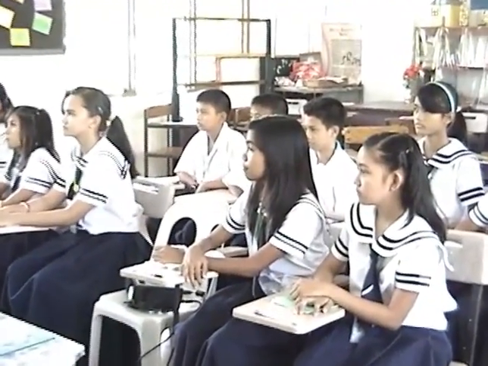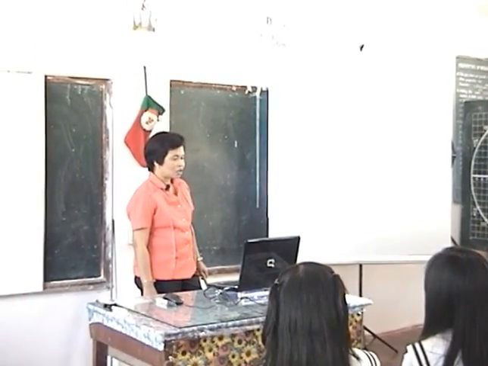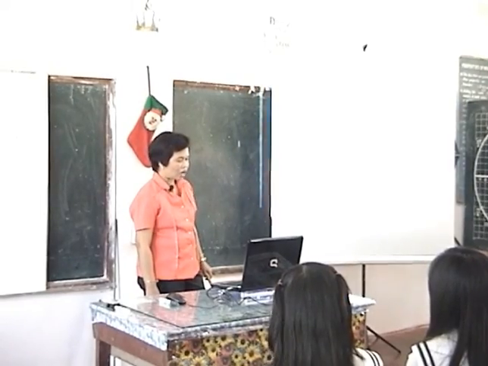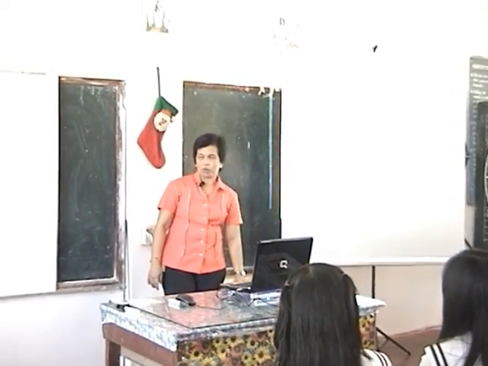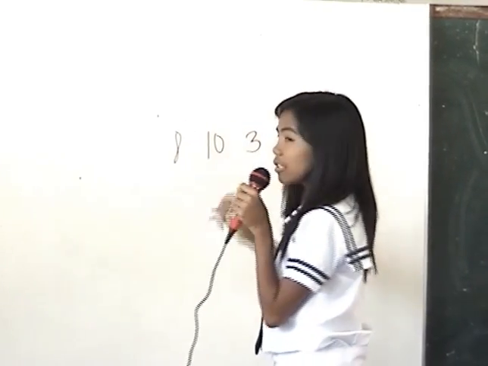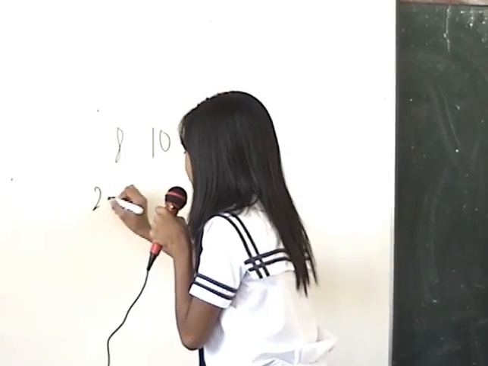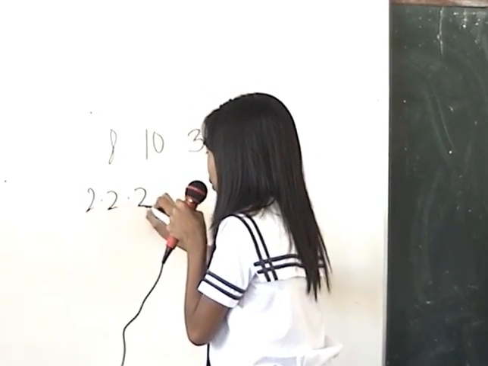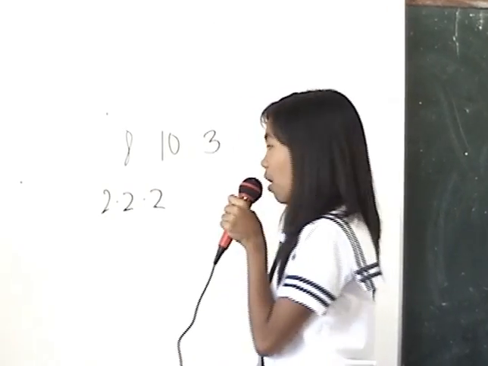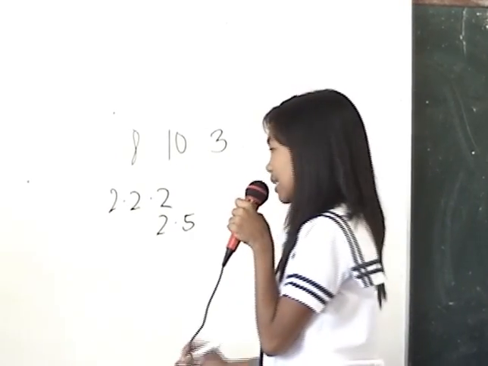To show us how to find the least common denominator, Joy and Christian will be computing for us on how to find the least common denominators. To find the LCD of 8, 10, and 3, we have to find the prime factors of 8, 10, and 3. The prime factors of 8 are 2 times 2 times 2. While the prime factors of 10 are 2 times 5. And the prime factor of 3 is 3.